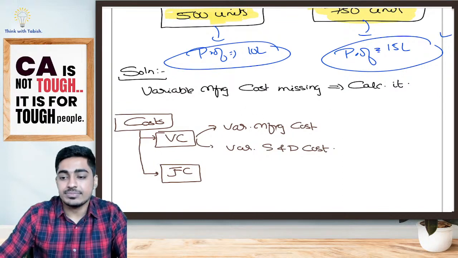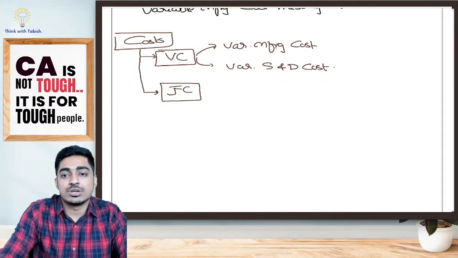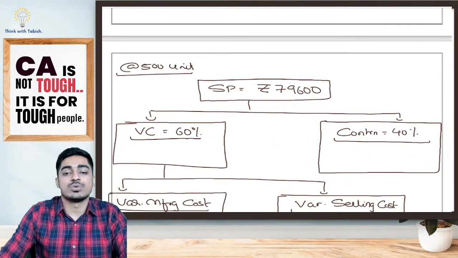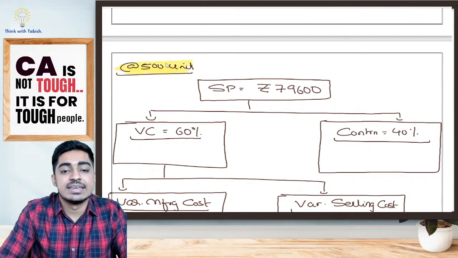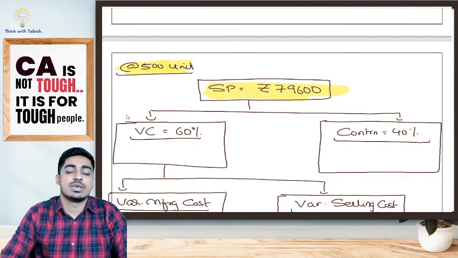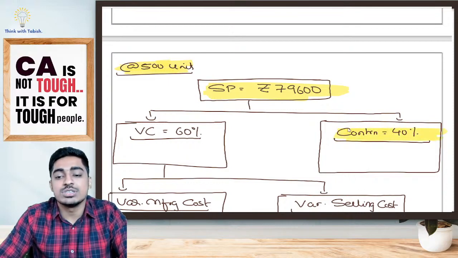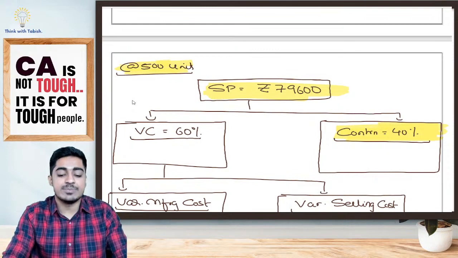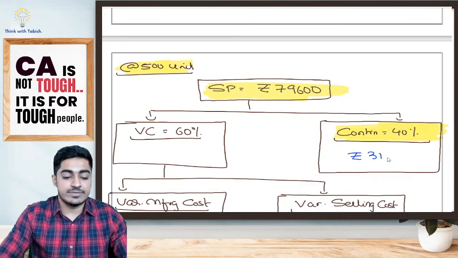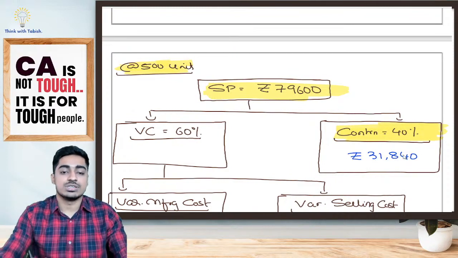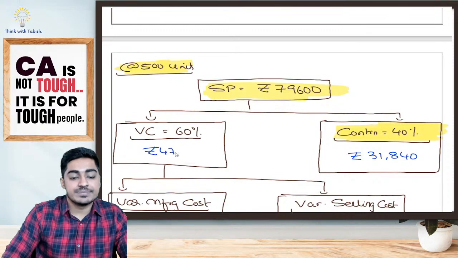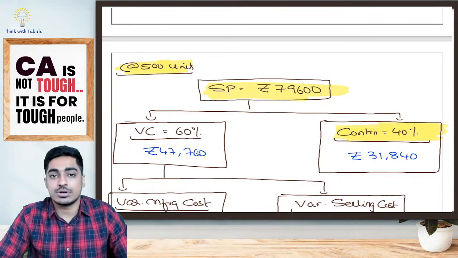Look at this. Cost could be variable cost or fixed cost. In variable cost, we have variable manufacturing cost and variable selling and distribution cost. The question tells us our selling price is 79,600 and contribution is 40%. So how much will the contribution be, students? 40% of 79,600. Tell me in the comments. It is 31,840 rupees. This is the contribution. So how much is the variable cost? 79,600 into 60% is 47,760 rupees.